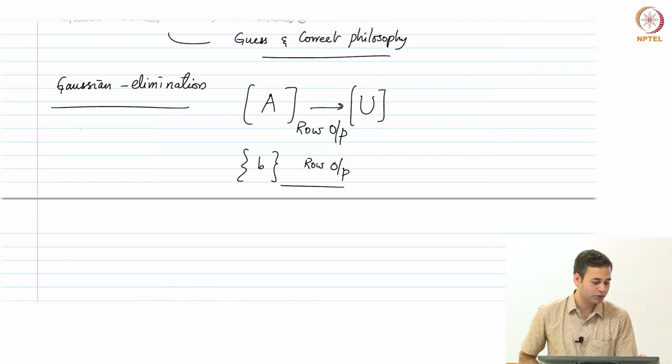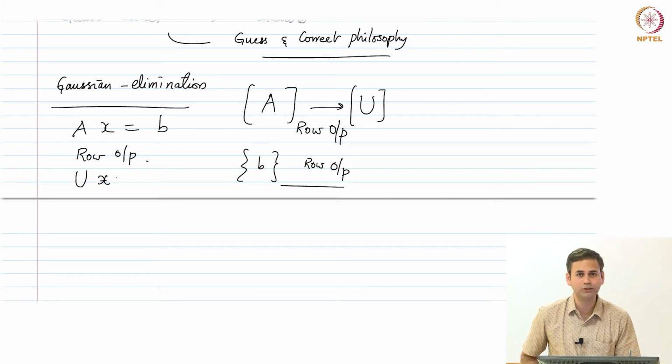So you started off with Ax equals B, you did some row operations, right, and then you ended up with U times x. Does x also get modified? No, right, because it is the same. If it gets modified, then again we are in trouble. x is the same, and B gets modified to some B star, something like that. So essentially you ended up with Ux equal to B.